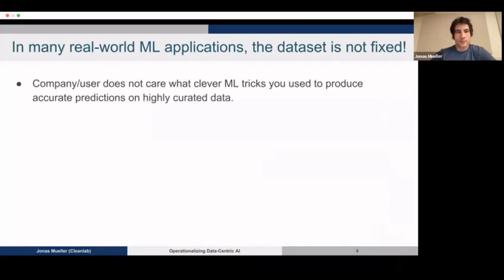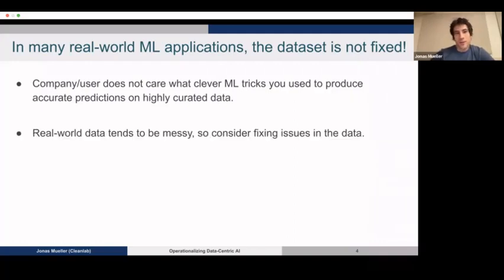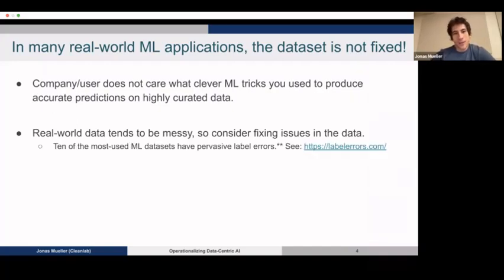And so basically in real world machine learning applications, unlike how most of you probably learned machine learning in a classroom, the company that you work at or your users, they don't really care at all what kind of clever machine learning algorithms you use or what tricks you use to give them accurate predictions on some nice data set. The real world data will be very messy, and so you can spend a bunch of time fixing the data itself.